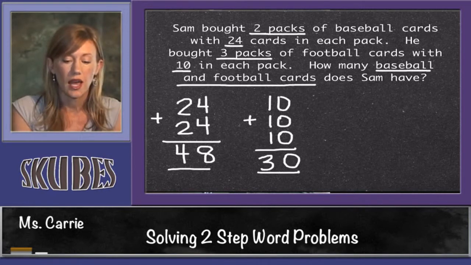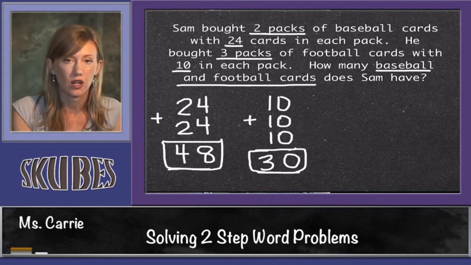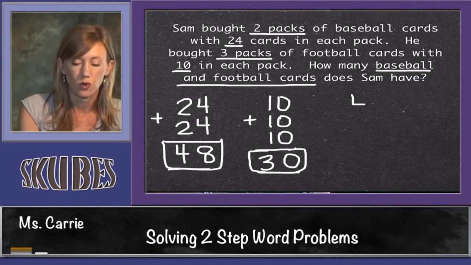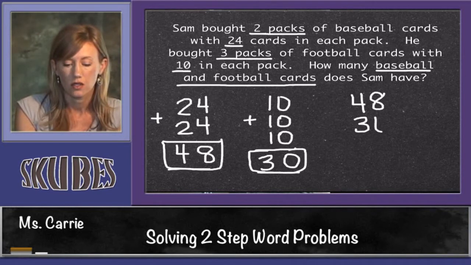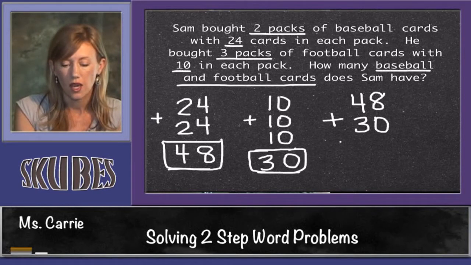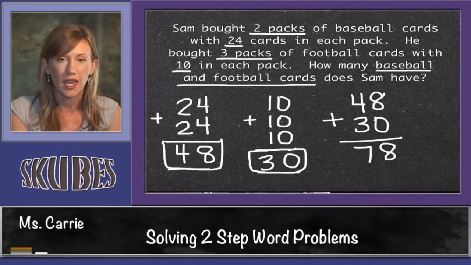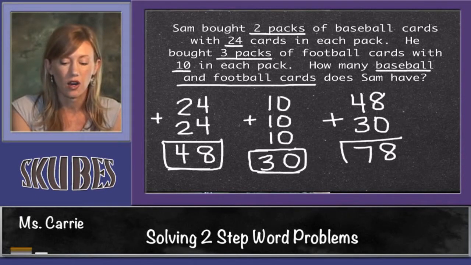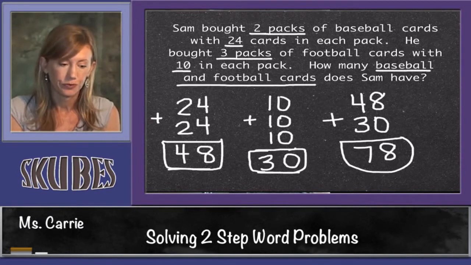The question asks how many does he have of both. So we need to take this answer, 48, and we need to add it to this answer, 30, to find out how many cards he has altogether. So 48 plus 30. 8 plus 0 is 8. 4 plus 3 is 7. Sam has 78 baseball and football cards. That's our total answer.